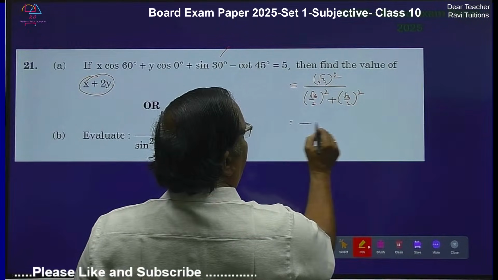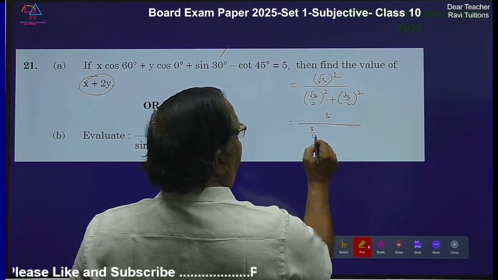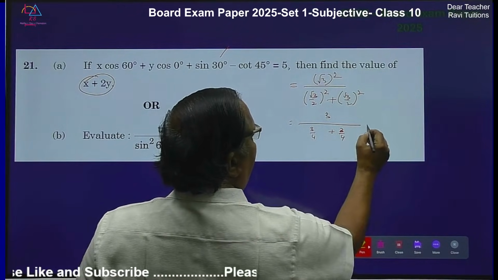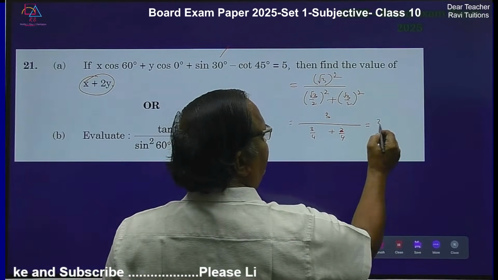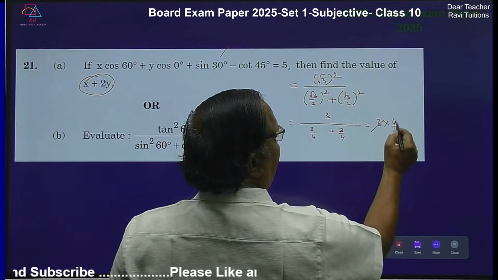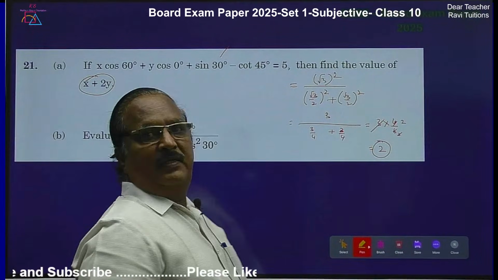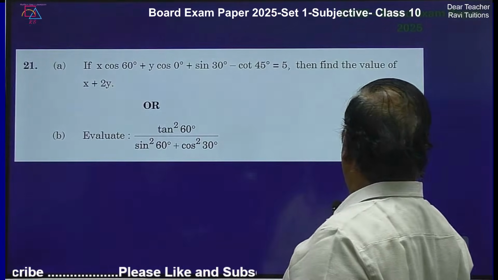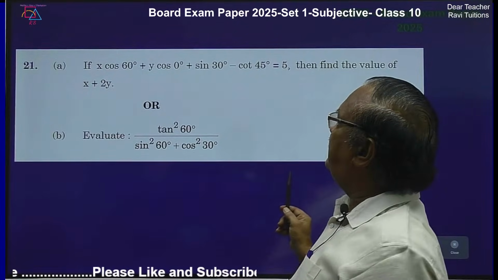Now you square it: 3 by 4, 3 by 4. So here 3 by 4, 3 by 4 is 6 by 4. So 3 into 4 by 6 is 2. Answer is 2. This is how you have to do it. Next question. So 21st question is over.